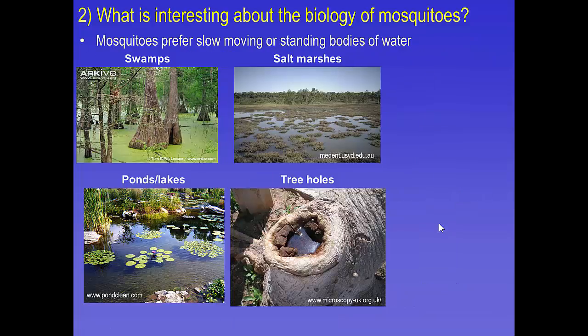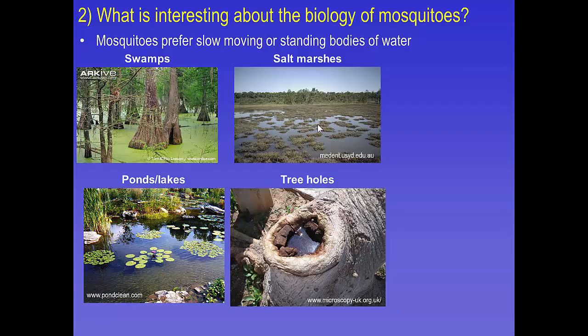Now, in contrast to black flies, which we learned about in Module 6, where the eggs and larvae are found in fast-moving aquatic habitats such as rivers and streams, mosquitoes lay their eggs and their larvae develop in slow-moving or standing bodies of water. Usually these are freshwater habitats such as swamps, ponds, or lakes, as well as the rainwater that collects in tree holes. But some mosquitoes can tolerate saltier water, such as that found in salt marshes.